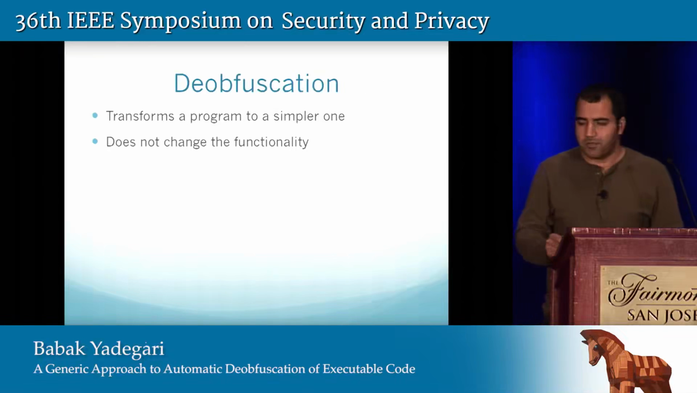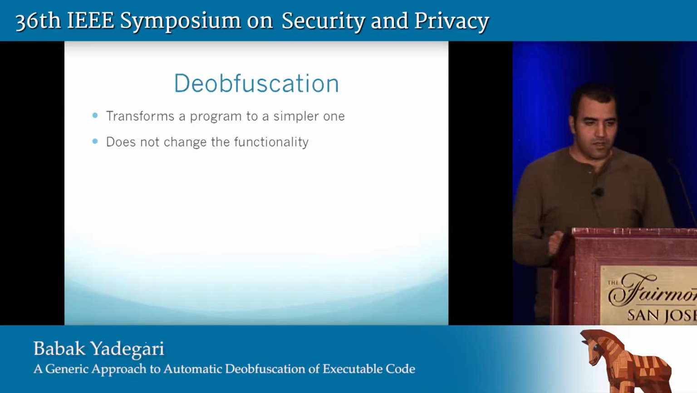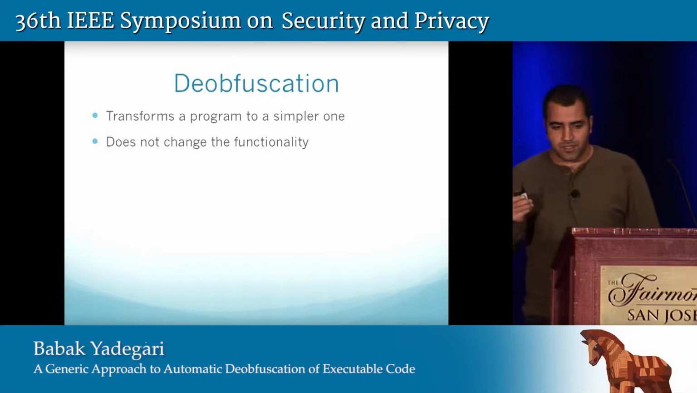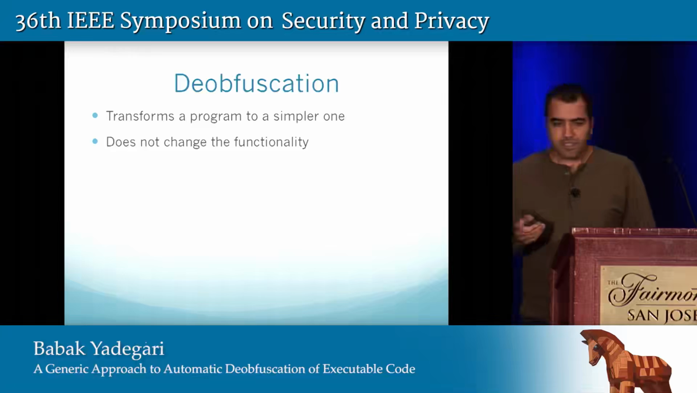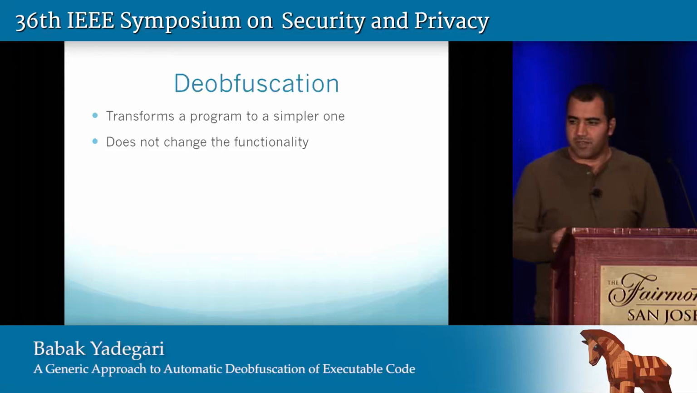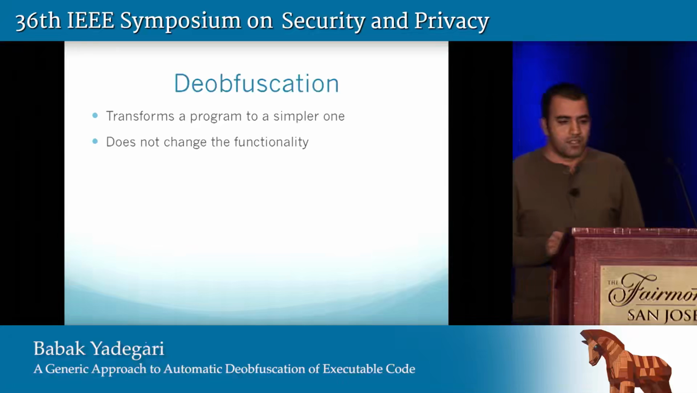First of all, what is deobfuscation? We are referring to deobfuscation, as opposed to obfuscation, as a transformation or process that, given an obfuscated program, will produce a simpler program that is simpler to understand and easier to analyze. And this process should not change the functionality of the code or the program that was obfuscated.